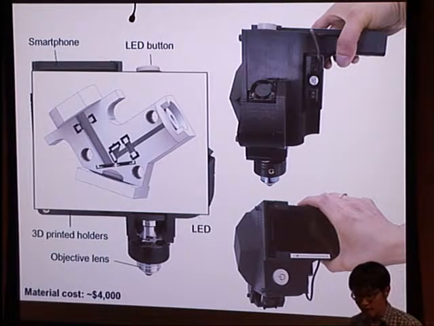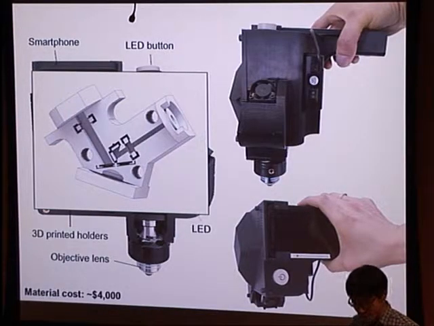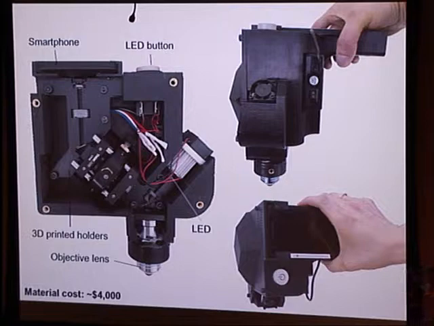And so now it's almost like IKEA furniture, where you just print this, then order things from Thorlabs, pop things in, and that's it. So thanks to that, the material cost for this device was about $4,000.